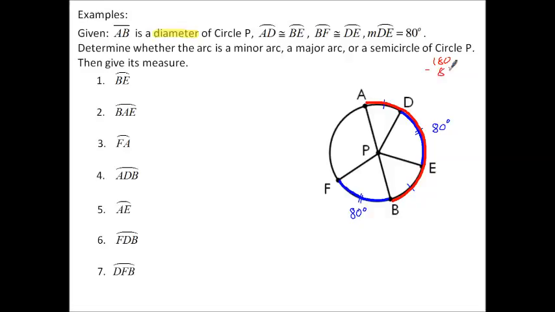180 minus 80 leaves us with 100. And the 100 have to be split up evenly between AD and BE. So arc AD is 50 degrees and arc BE is also 50 degrees.